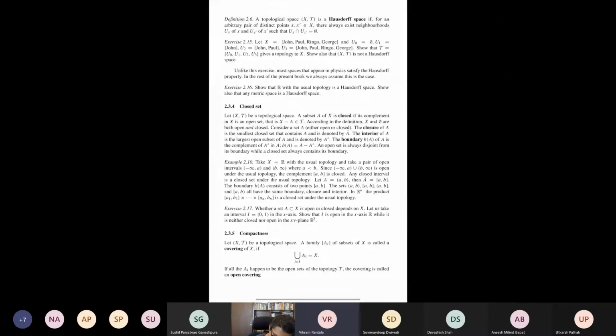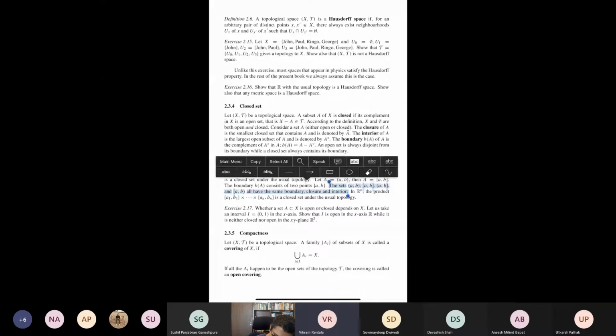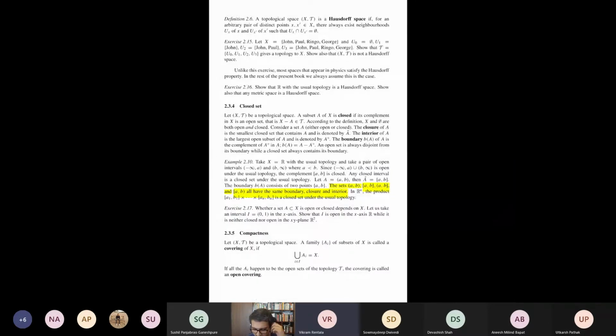But they do confusingly say that the sets (a, b), and so on, they all have the same boundary, which is confusing because it's inconsistent with the definition that they've given. But there are a lot of typos in Nakahara, so I would not be surprised if this is a mistake. It's inconsistent with their definition at least.